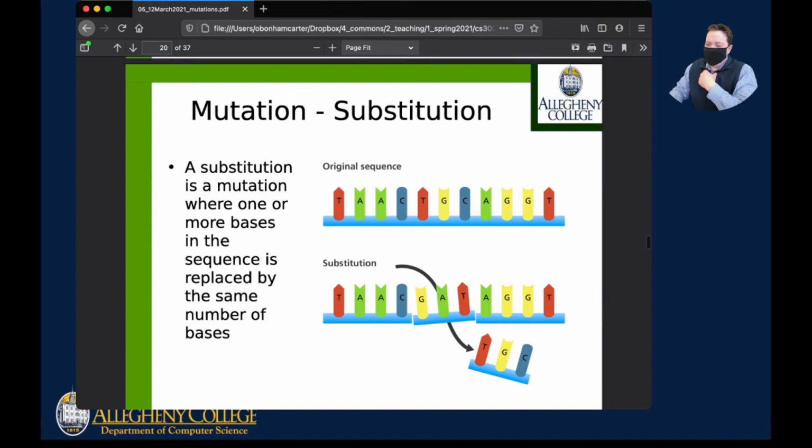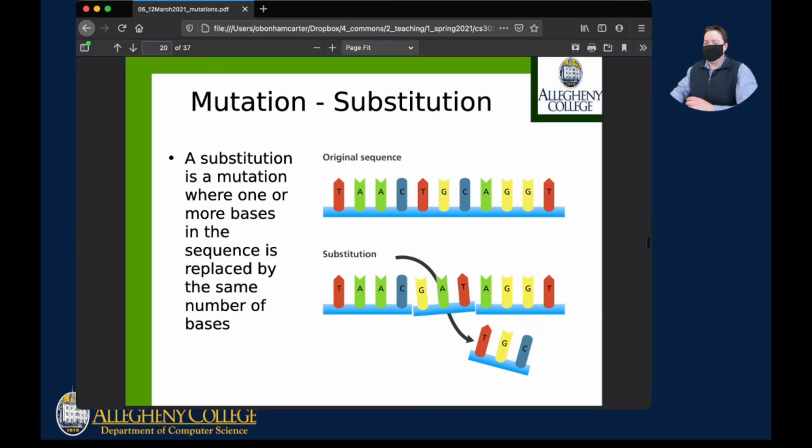Anyway, here we have a substitution. This is another kind of mutation, where a substitution, I'll just read this, is a mutation where one or more bases in the sequence is replaced by the same number of bases. It's like you're taking out a word and replacing it with a different word. In the case of these sequences here, you're basically taking out TGC and replacing it with GAT. It's the same size word, just pulled out. Now, this substitution is not going to change the frame shift.